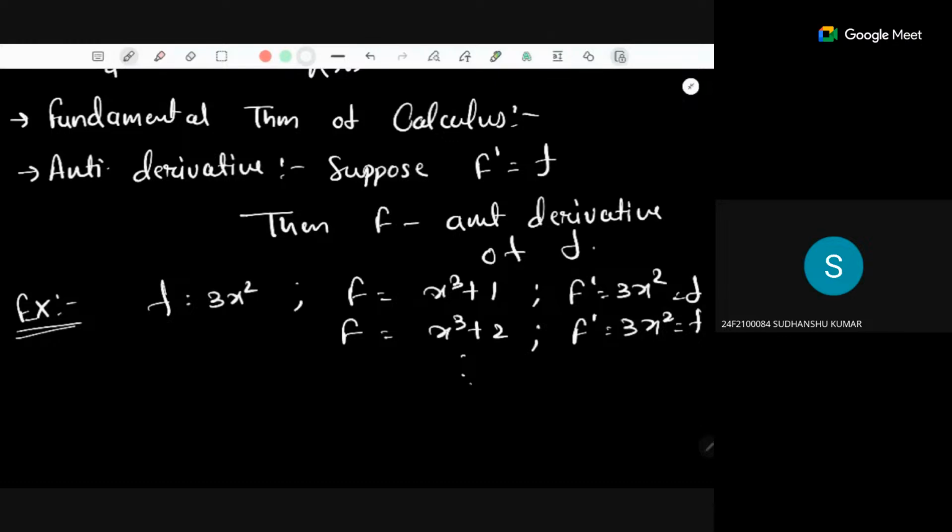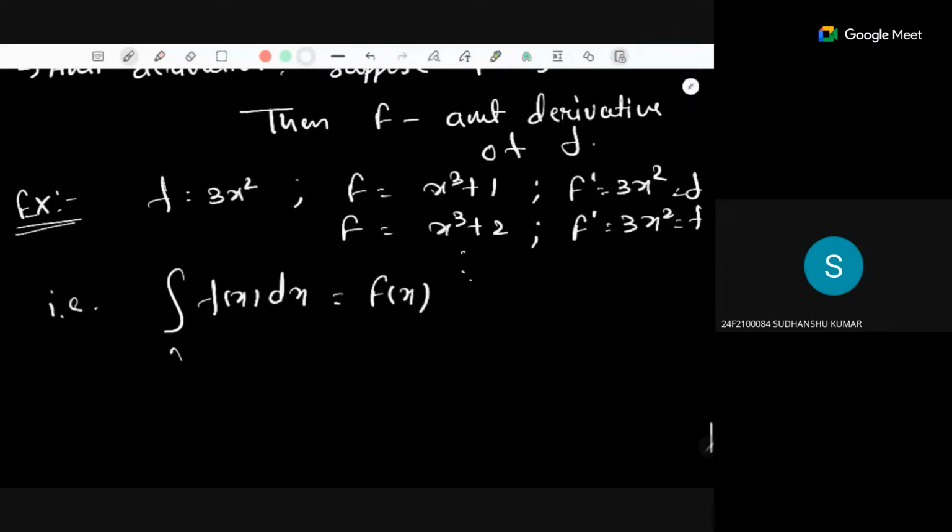But whatever antiderivative we get, that antiderivative is also known as the indefinite integration. That means the integration of f of x dx is this capital F of x function. So if you compute the integration of 3x square dx, the answer will be x cube plus c. Now here the value of c is undetermined, so we can take any real number as the value of c, and it still makes sense. So this is known as indefinite integration.